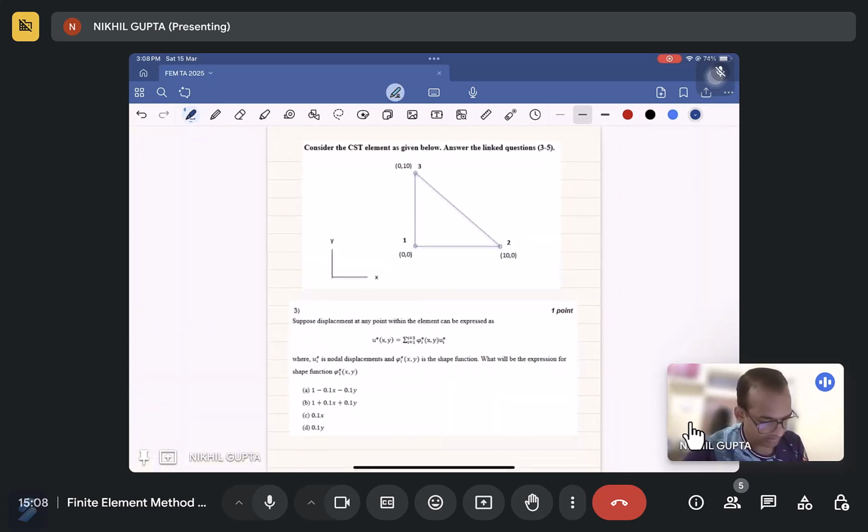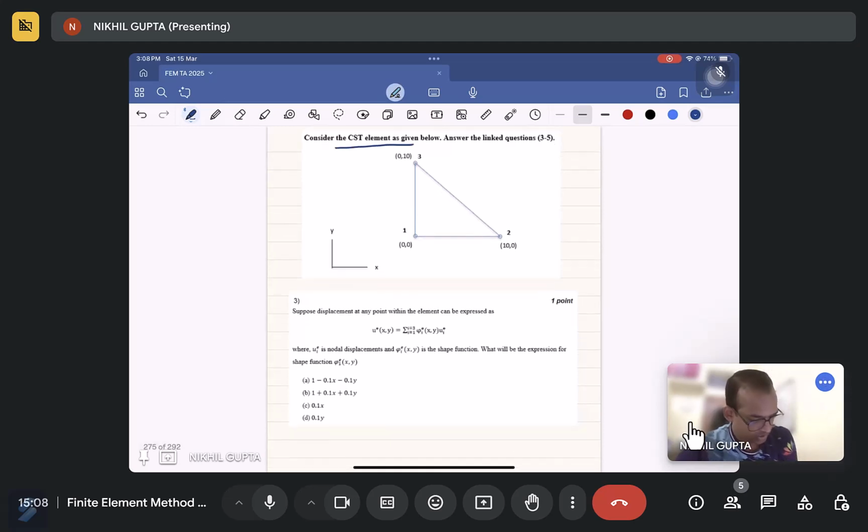Okay, question number 3. You have been given a CST element and you have to solve the questions. The first question related to this is, suppose that the displacement at any point within the element can be expressed by this. This is nothing but what we have seen, N1 u1 and N2 u2, written the same way. Then it says ui are the nodal displacements, that's okay. Phi e are the shape functions, which I have written here as N1 and N2, just for your reference. And what will be the expression for the shape function? You have to calculate the shape function for it.